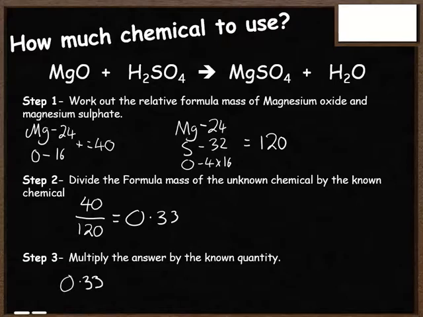Okay, and the final part of that process is to take that 0.33, my answer to the previous step, and to multiply that by the known quantity. I know that I'm going to get 2 tons of magnesium sulfate, so I multiply that by 2 tons to work out that I need 0.66 tons of magnesium oxide to get those 2 tons of magnesium sulfate.